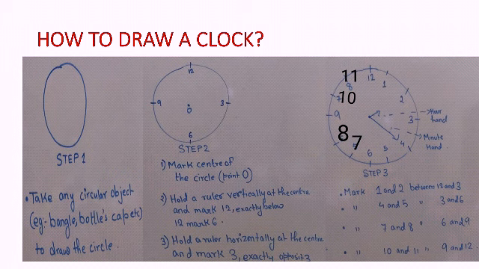Similarly between 6 and 9, mark 7 and 8. Make sure the distances between 6, 7, 8 and 9 are the same. Again between 9 and 12, mark points 10 and 11. Make sure the distances between 9, 10, 11 and 12 are the same. This is how you draw it.